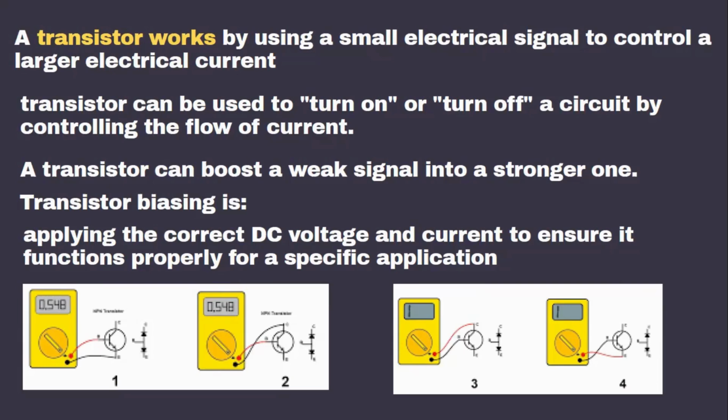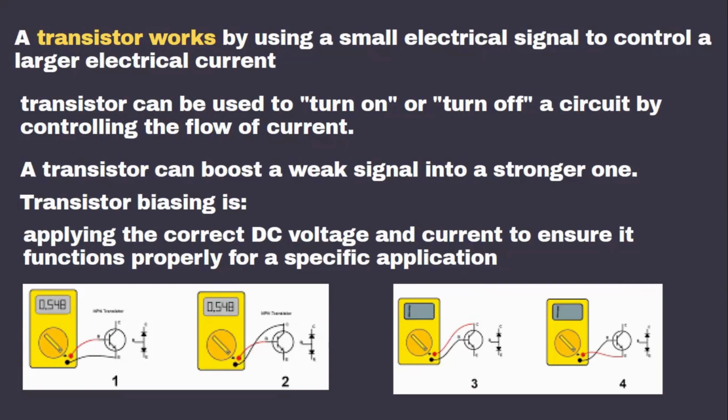What is transistor biasing? Applying the correct DC voltage and current to ensure it functions properly for a specific application. To control the transistor for a specific application, you have to be very particular about the voltage and current which is given or controlled.